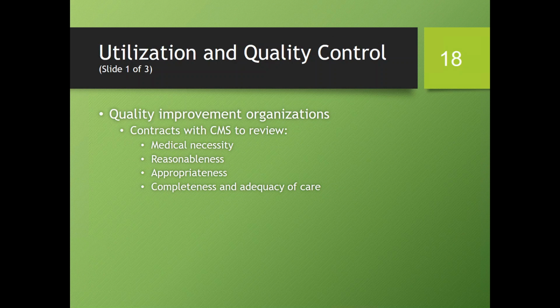Utilization and quality control. Quality Improvement Organization contracts with the CMS to review medical necessity, reasonableness, appropriateness, and completeness and adequacy of care. QIO is a state-based group of physicians reviewing cases for hospital admission and discharge, formerly known as professional or peer review organizations.